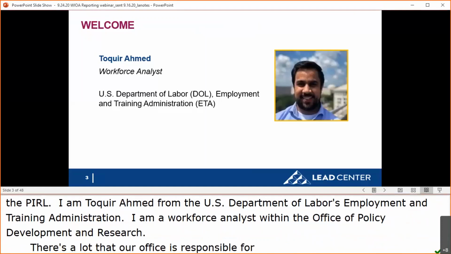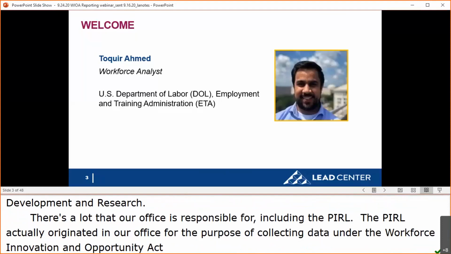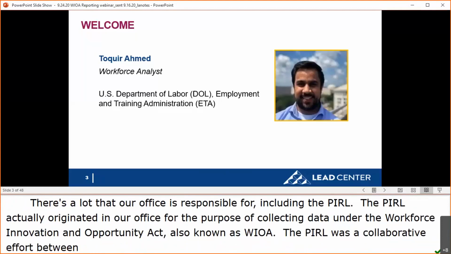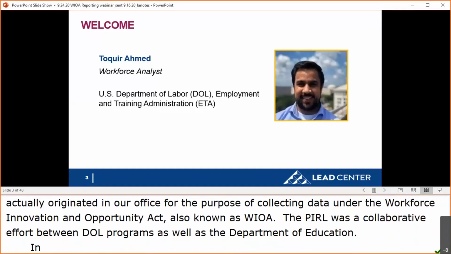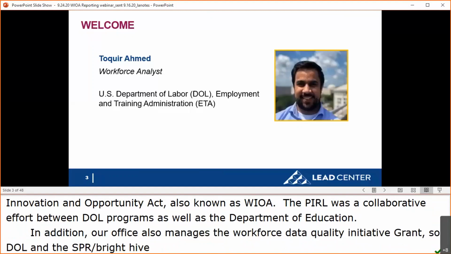The PIRL actually originated in our office for the purpose of collecting data under the Workforce Innovation and Opportunity Act, also known as WIOA. The PIRL was a collaborative effort between DOL programs as well as the Department of Education. In addition, OPDR also manages the Workforce Data Quality Initiative Grant. And so DOL and the SPR/Bright Hive TA team are pleased to be co-sponsoring this webinar.